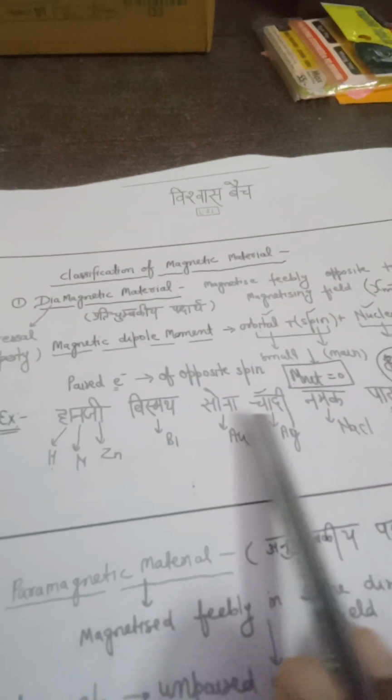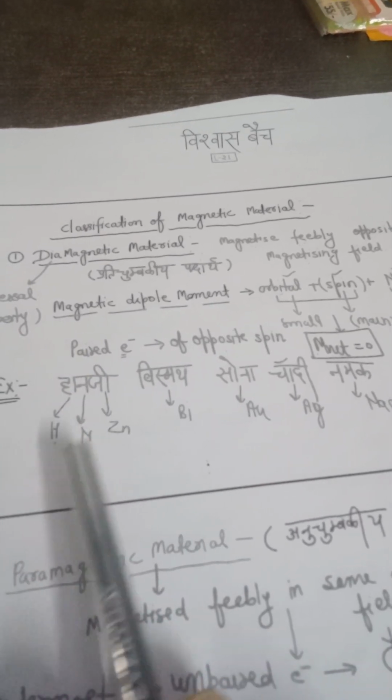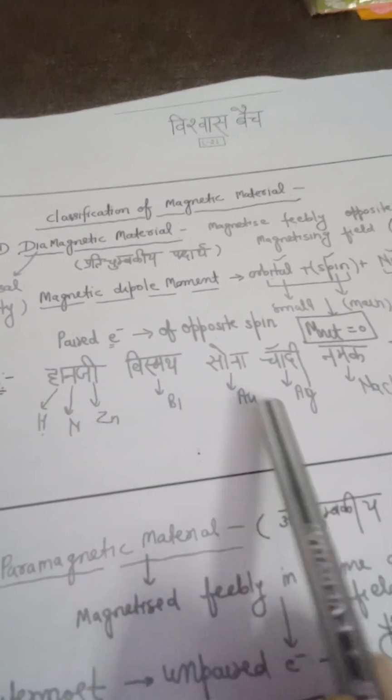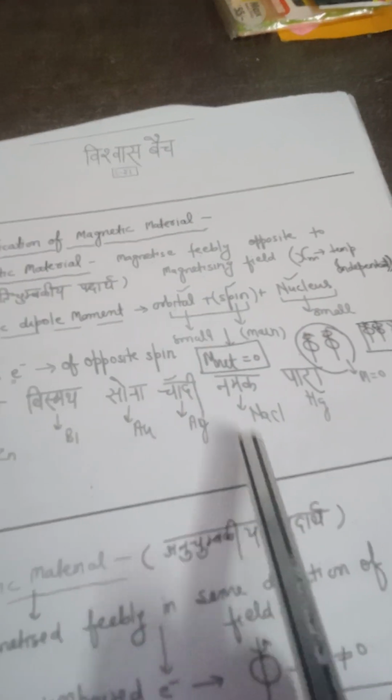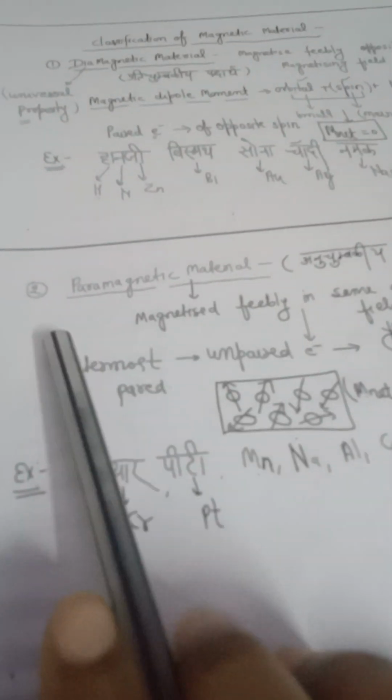Bismuth, sona, chandi, namak, para. These are diamagnetic materials: H, hydrogen, nitrogen, zinc, bismuth, aurum, argentum, NaCl, and Hg. So these are diamagnetic. Now we are moving to paramagnetic material.